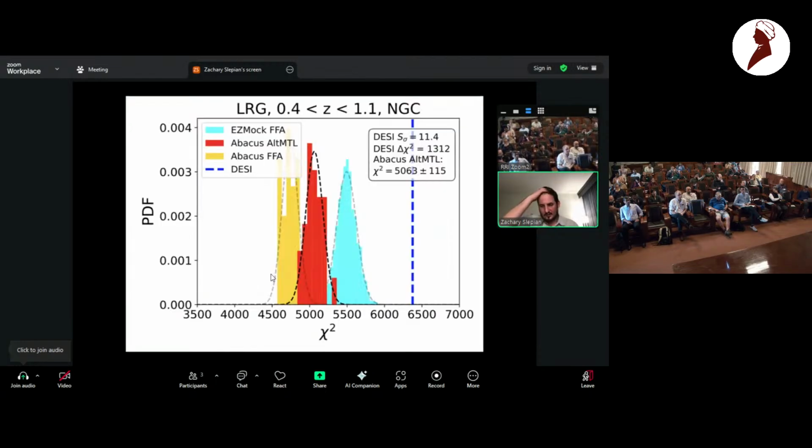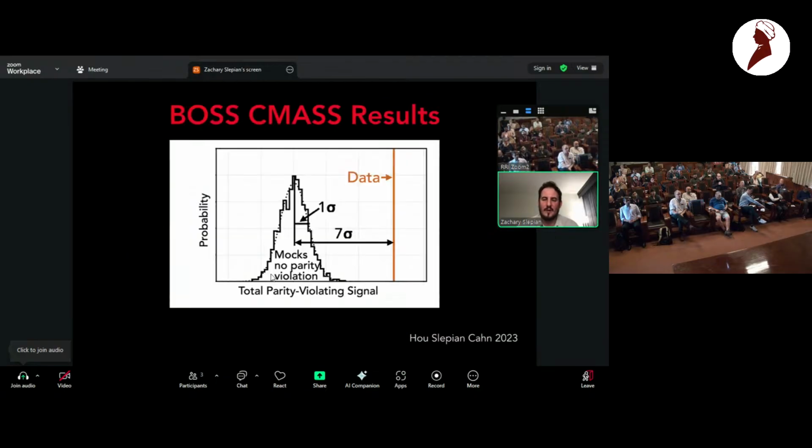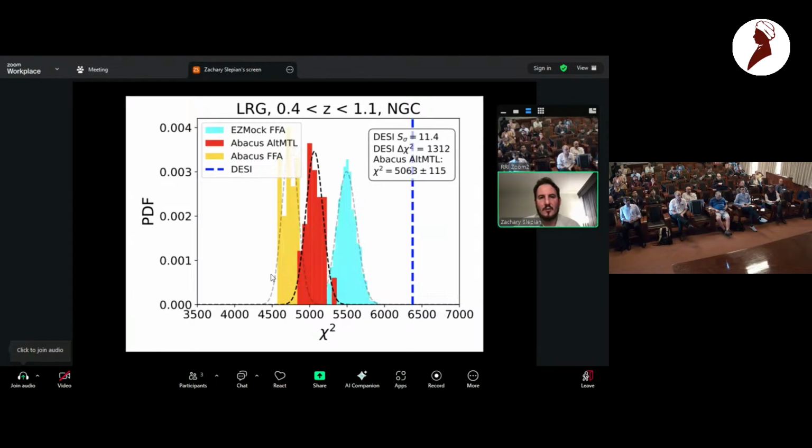So I'll just cut right to the chase. This is basically the same type of plot I showed you for BOSS, but it's showing you the DESI data results. Now, you might scratch your head and ask, why are there 3 histograms here instead of 1? Because I told you we'd make a nice histogram of the mocks with no parity violation and compare the data. Well, the answer is simple. We have 3 different kinds of mock catalogs for DESI. So I'll briefly step you through them.